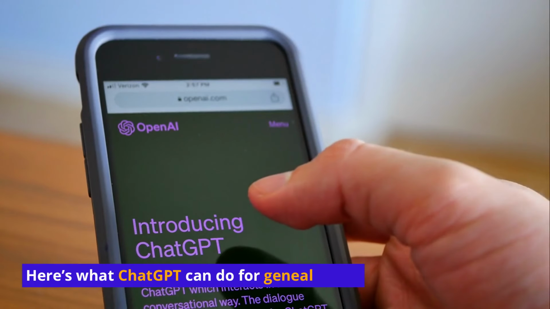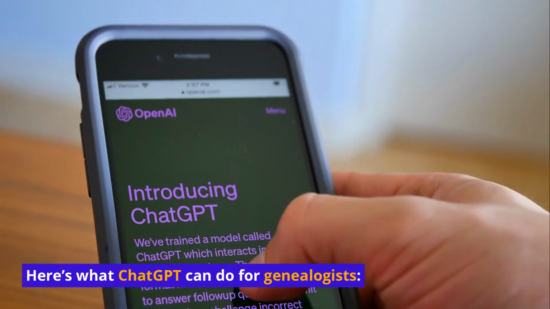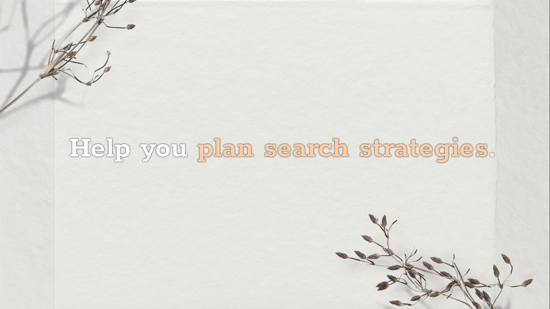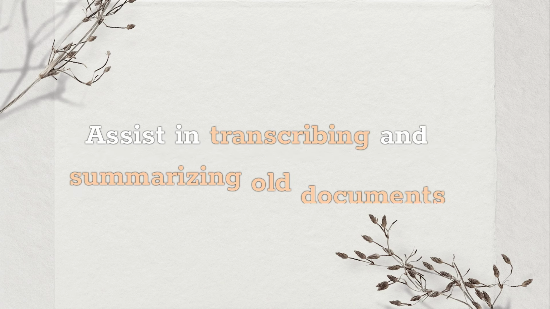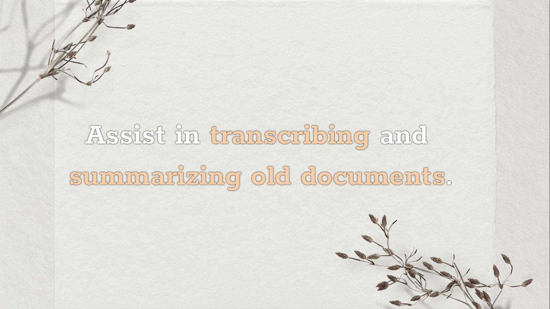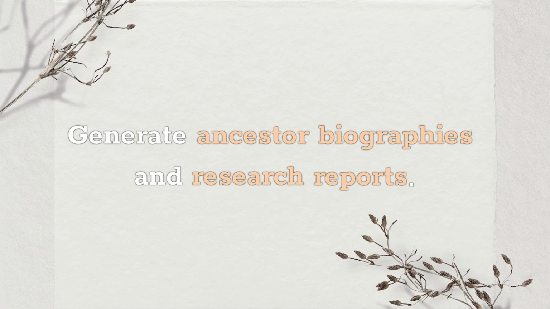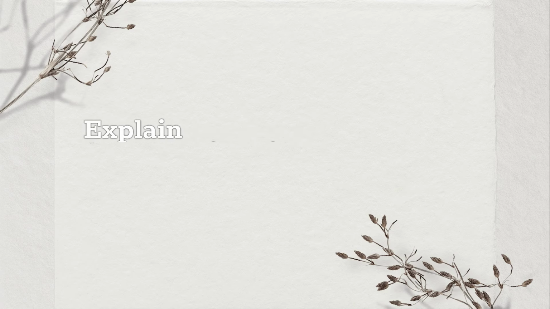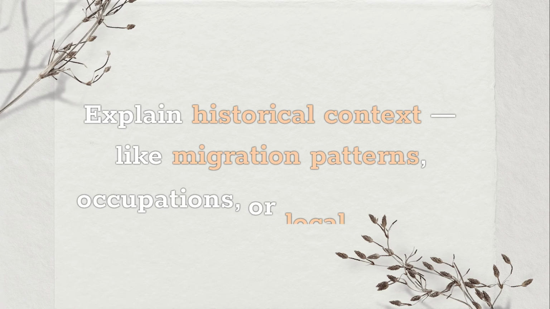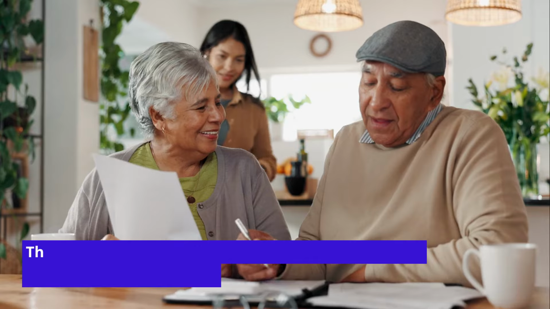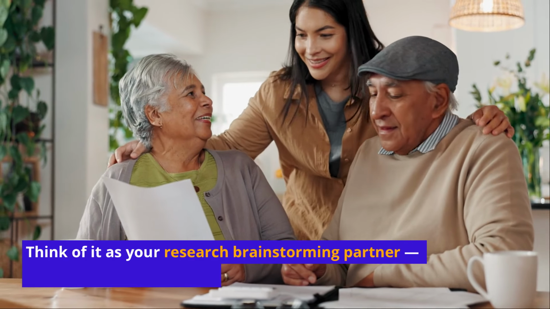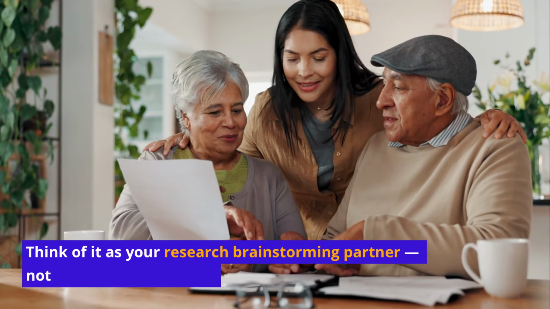Here's what ChatGPT can do for genealogists. Help you plan search strategies. Suggest record types you may have missed. Assist in transcribing and summarizing old documents. Generate ancestor biographies and research reports. Explain historical context, like migration patterns, occupations, or local customs. Think of it as your research brainstorming partner, not your evidence source.